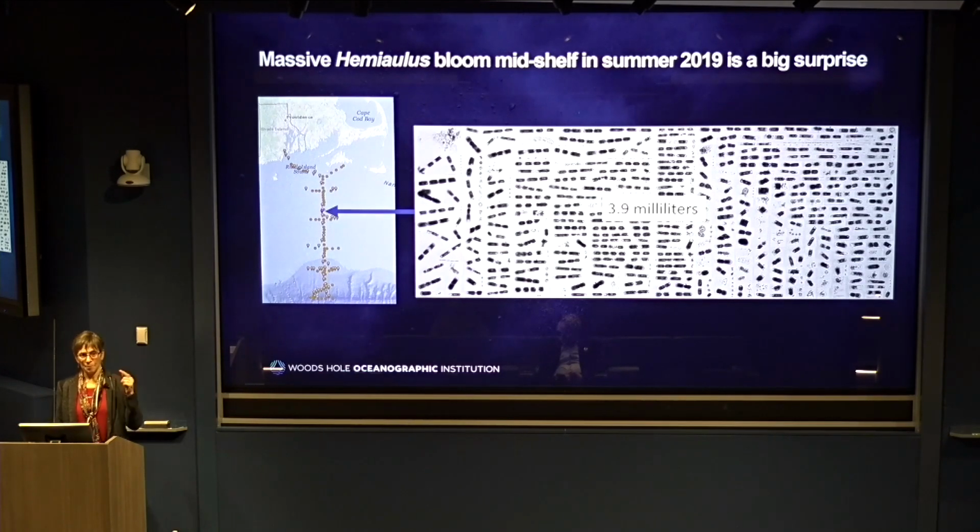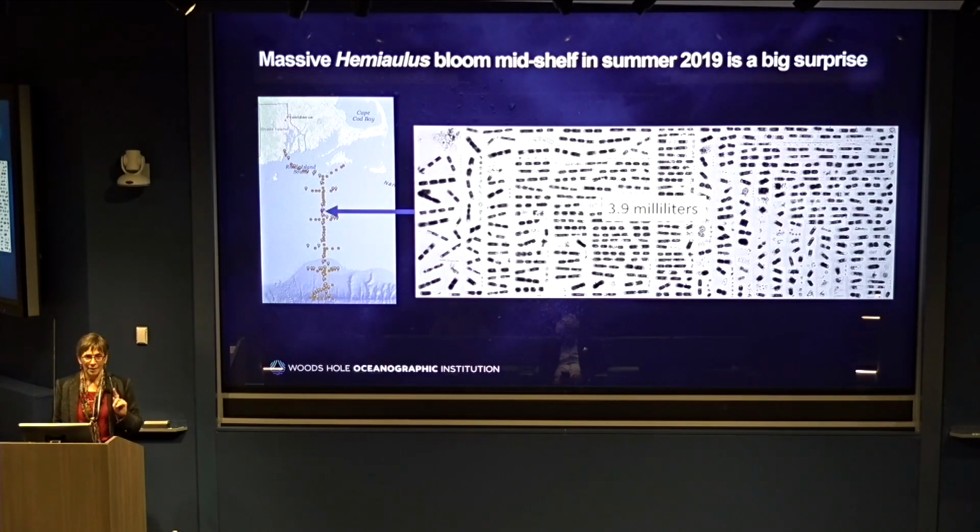And I just remind you that this is really surprising because it was summertime. This is the time when we expect to see the small cells dominating, and the diatoms usually show up in the winter. So what's going on here? Hemialis is supposed to be rare, and diatoms are supposed to bloom in the winter, not the summer.